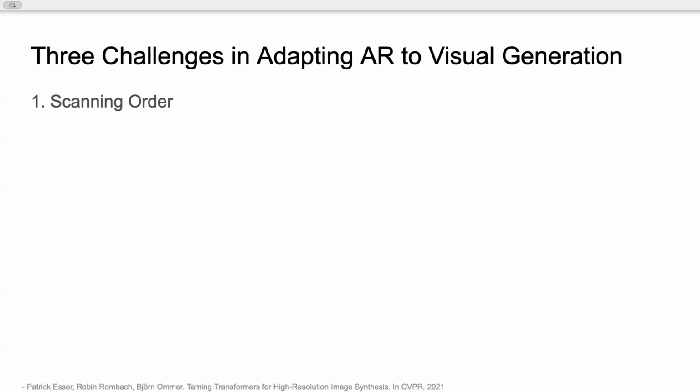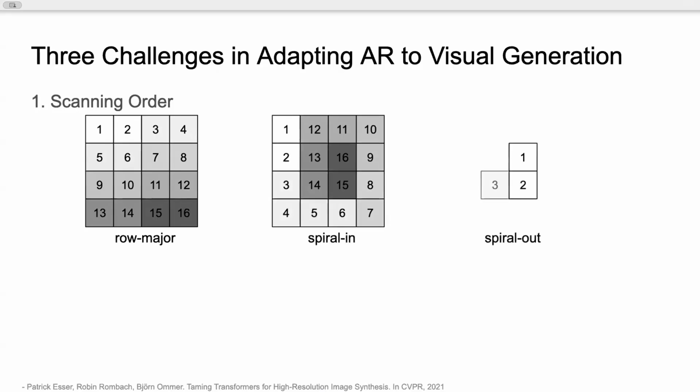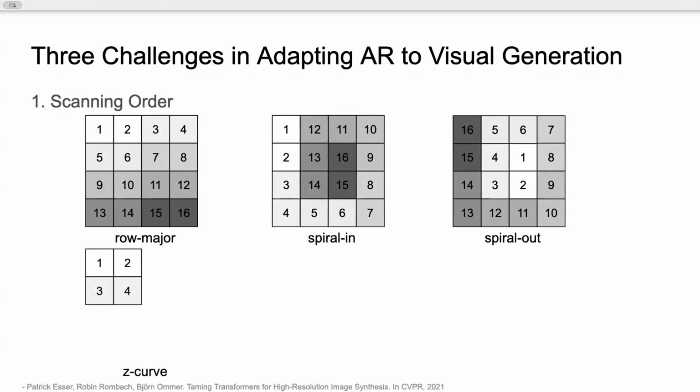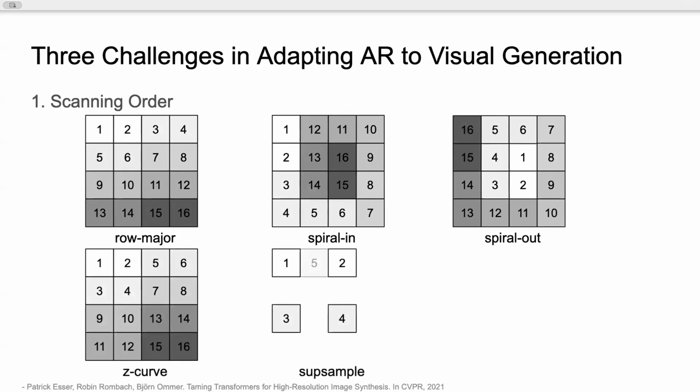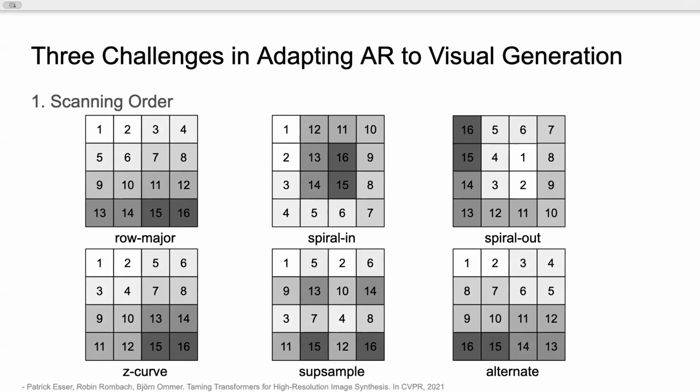So we think there are at least three challenges in adapting autoregressive models to visual generation. First, the scanning order. Because an image is 2D by nature, how can we scan the images? The pioneering work VQGAN transformer has proposed multiple scanning orders, such as row-major, spiral in, spiral out, or Z-curve, or subsample, or alternate. Okay, tons of scanning orders. Which one is better? It's hard to say.